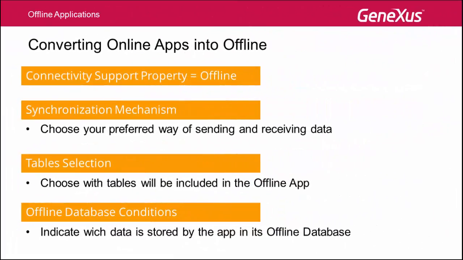To sum up what we've seen, to convert an online application into an offline application, we need to follow these steps. Set the connectivity support property to offline. Select the synchronization mechanism. Indicate which tables will be created in the device, and add conditions to filter which records will be sent to the device.